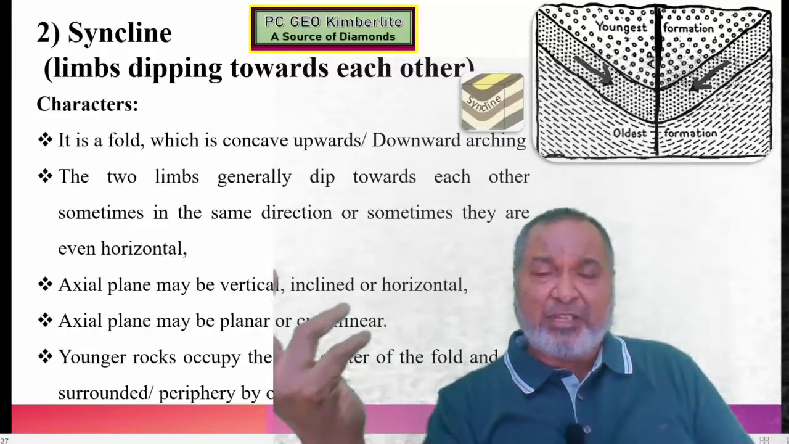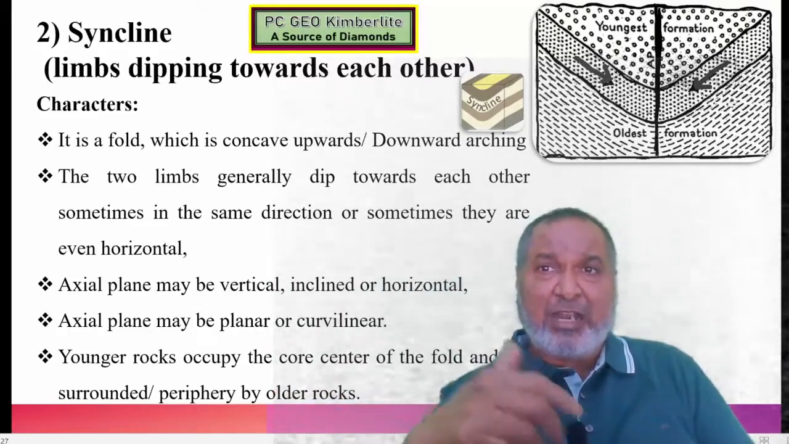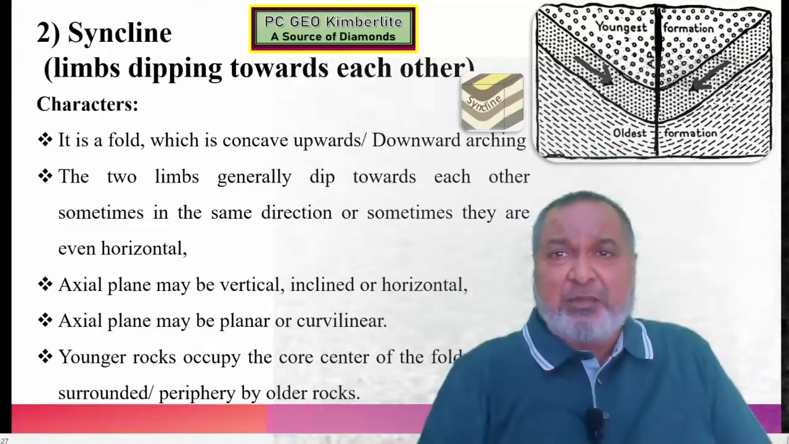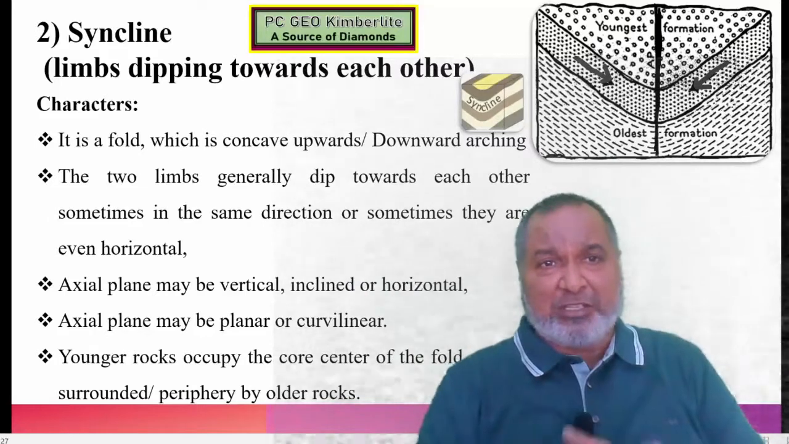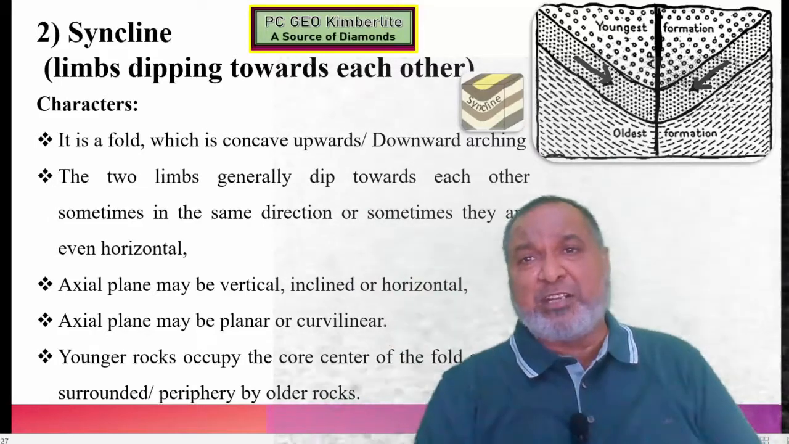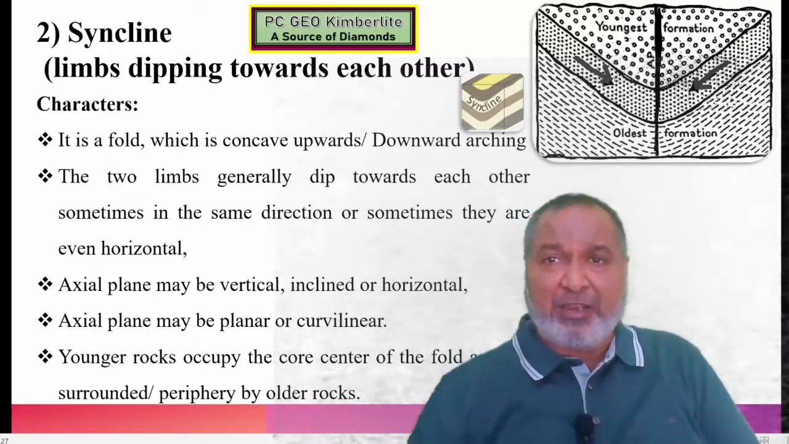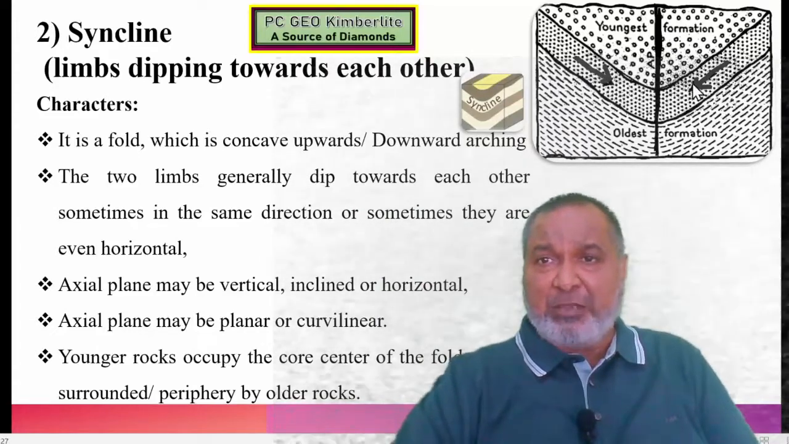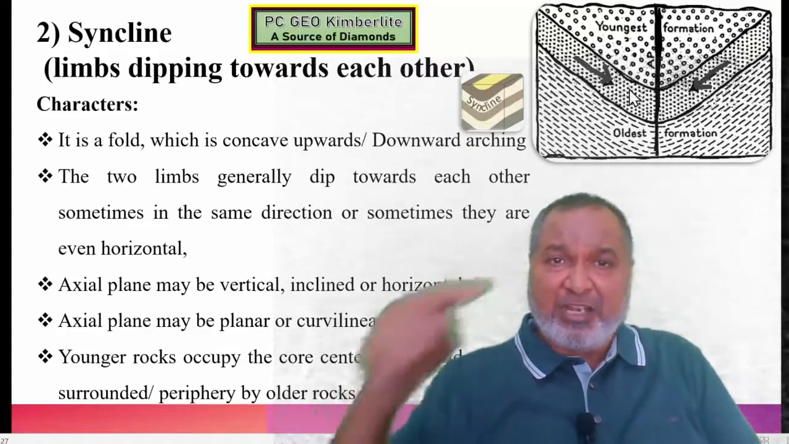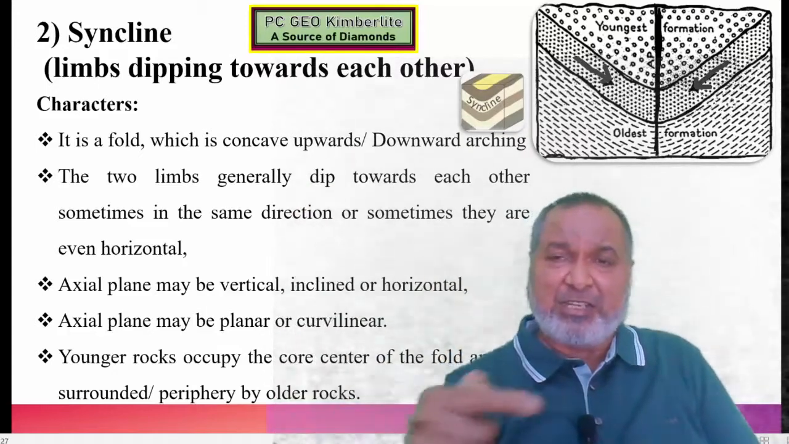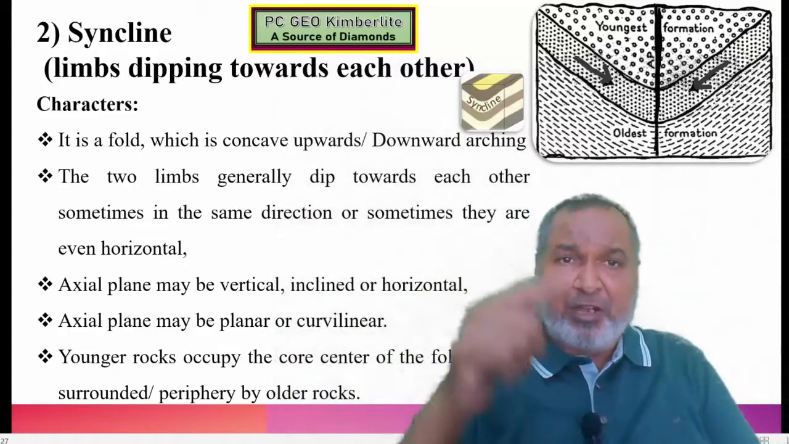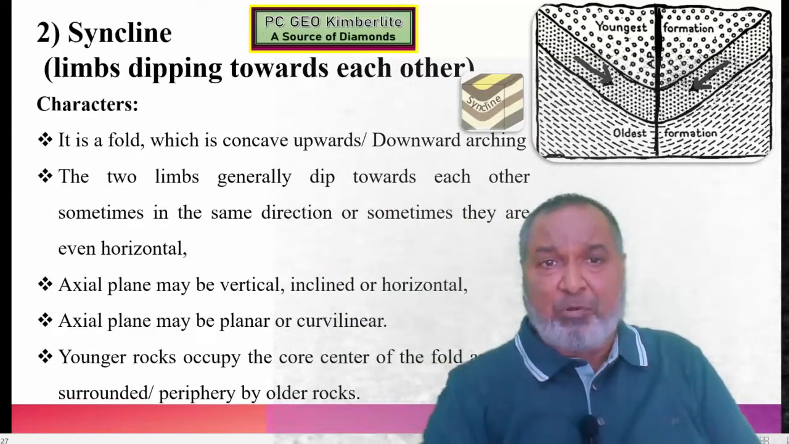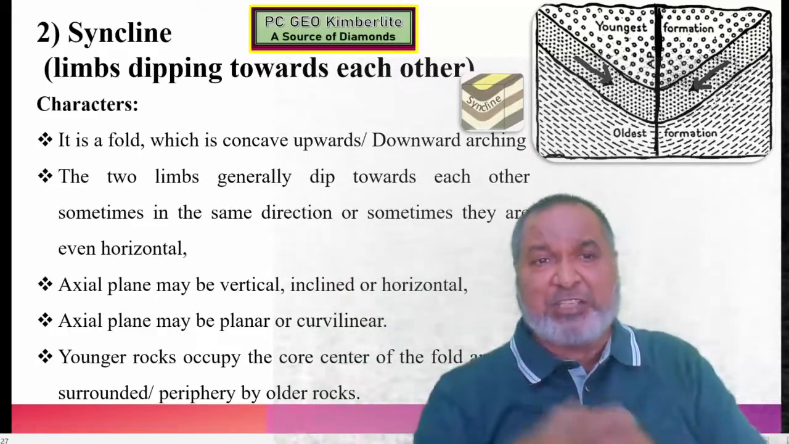First one, anticline or syncline. So syncline is exactly the opposite of the anticline. Syn means the limbs are dipping towards each other, towards the axial plane. Yes, in this diagram we have seen now the limbs are dipping towards each other. It is downward arching, or it is called concave upward. Limbs are dipping towards each other.